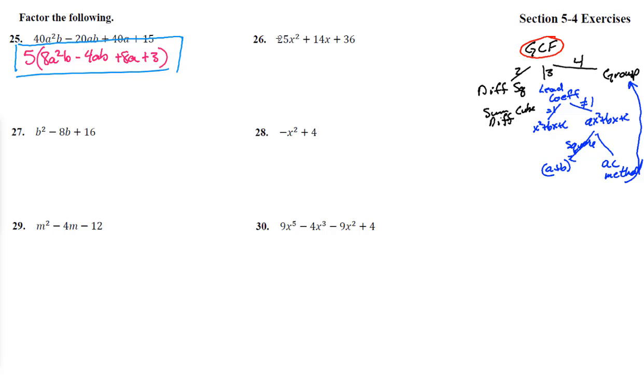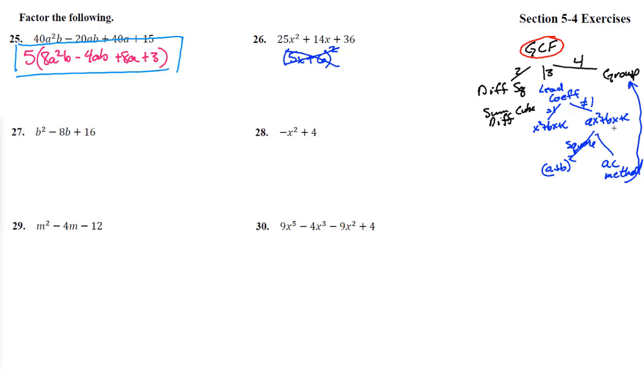Number 26, 25x squared plus 14x plus 36. Greatest common factor? It's got 5s, 2 and a 7. Nope, nothing common. How many terms? 3. Leading coefficient? Not equal to 1, so let's check. Ooh, this is a perfect square. Let's check and see if it's 5x plus the square root of that, 6. Does it work? 5x squared is there, yes. 5 times 6 is 30. Doubled is 60. No, it is not that one. Shoot, so we actually have to do the real thing.